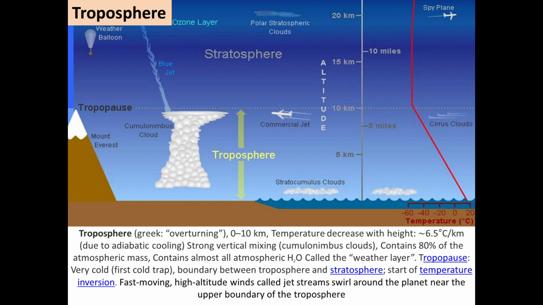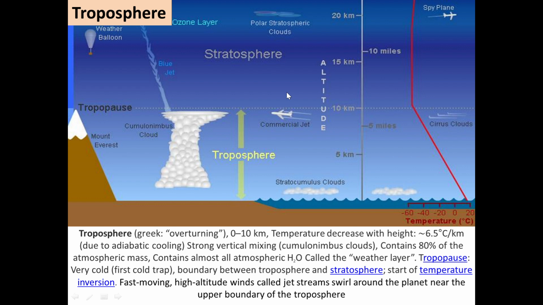At the end of the troposphere, there is a layer called the tropopause, and it is the connecting layer between the troposphere and stratosphere. Okay, so what is its significance? It is a very cold boundary between the troposphere and stratosphere. The start of temperature inversion. Here temperature inversion starts. What temperature inversion is, we will discuss separately in a different video.